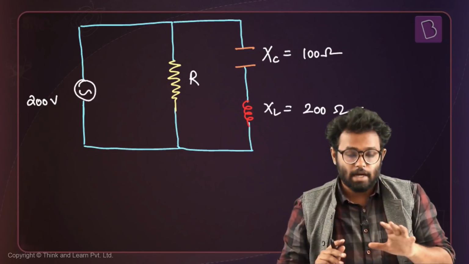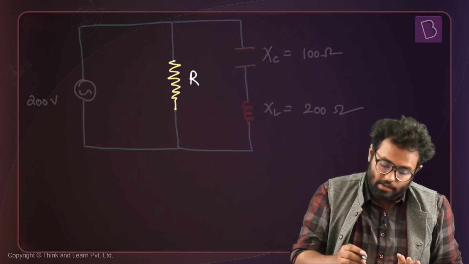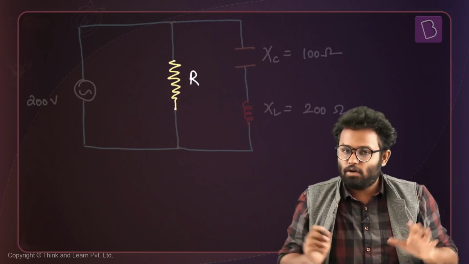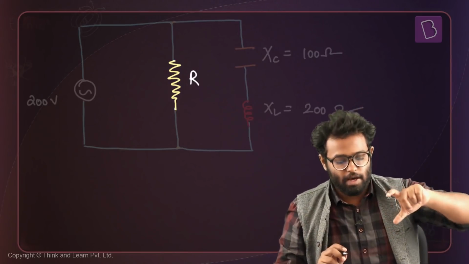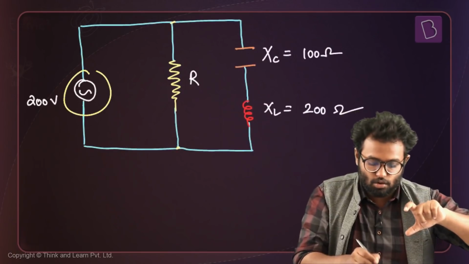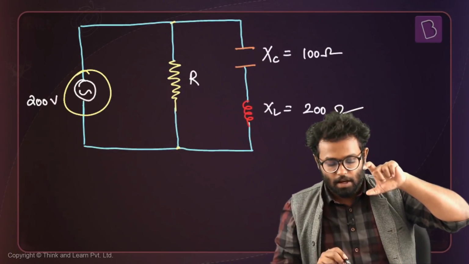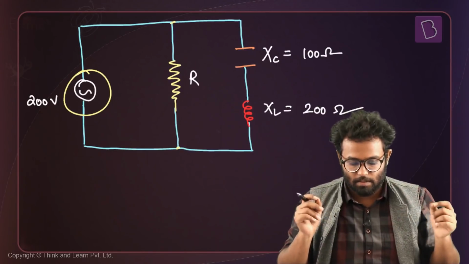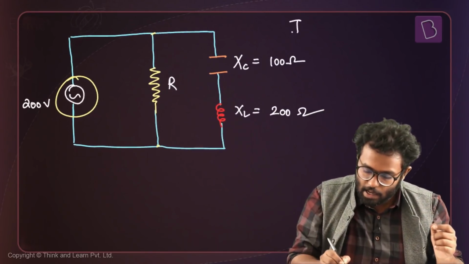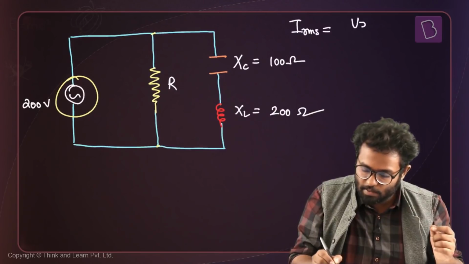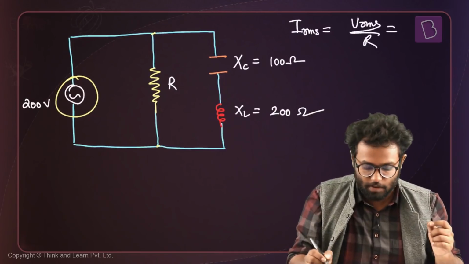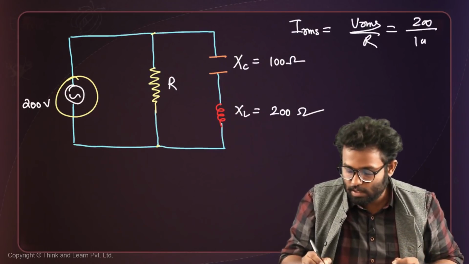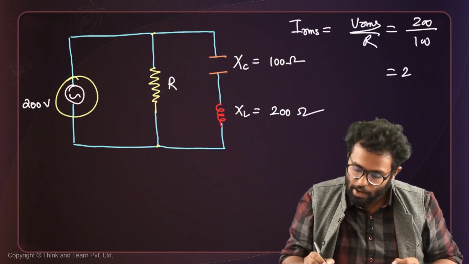Alright, the first thing I notice is this R. The potential difference across this R is not going to change, in the sense that it's going to change, but it's going to be just this AC source against this R. So I can find the RMS value of current passing through this resistor, which will be I_RMS equal to V_RMS by R. Simple. V_RMS is 200, R is given to us as 100, so that comes out to be 2 amperes.